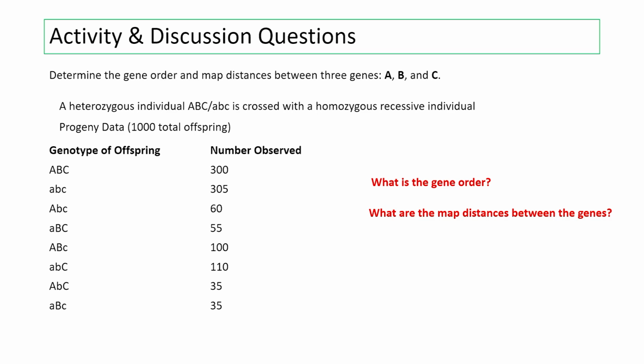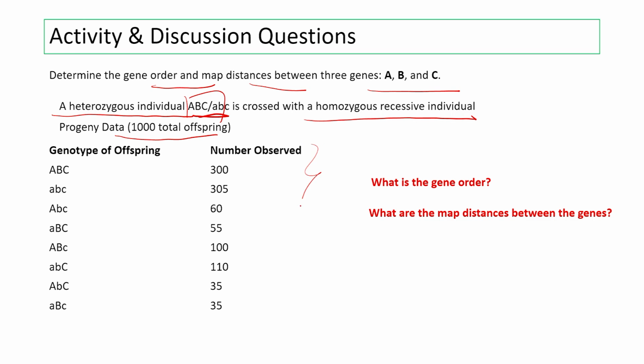It is a little lengthy, but if you solve this problem, you will definitely learn how to solve the problem of 3-point test cross, and then it will be easier for you to understand more when we talk about interference and coincidence in our next class. So, in this question you have to determine the gene order and the map distance between 3 genes. They are heterozygous individuals, right. This is a heterozygous individual which is crossed with a homozygous recessive individual, so it is a test cross, and the total number of progeny is 1000.